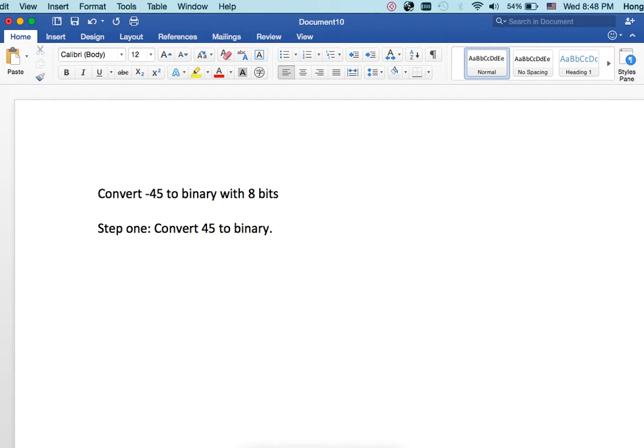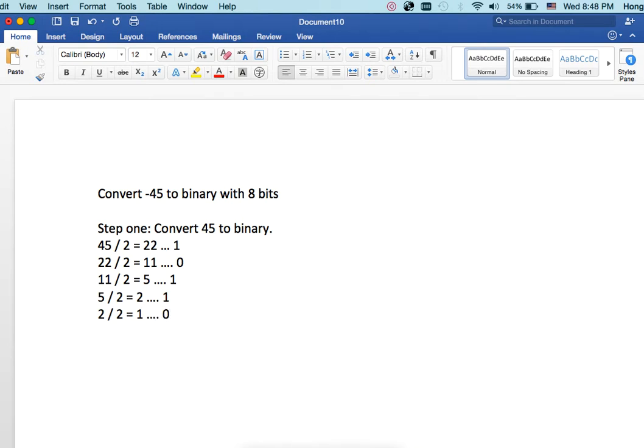So 45 to binary, we already have a video explaining this. You use 45 divided by 2, then the quotient is 22, and the remainder is 1, right? Then you use 22 divided by 2, then the quotient is 11, and the remainder is 0, okay? Then you use 11 divided by 2, and your quotient is 5, and the remainder is 1. And use 5 divided by 2, then your quotient is 2, and your remainder is 1. Then you use 2 divided by 2, then your quotient is 1, and your remainder is 0.